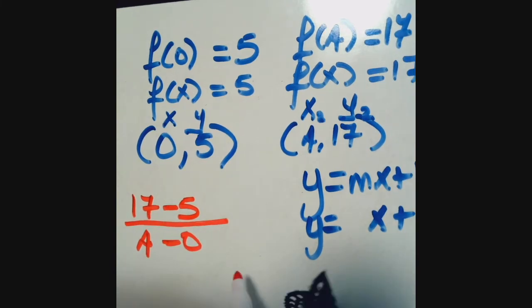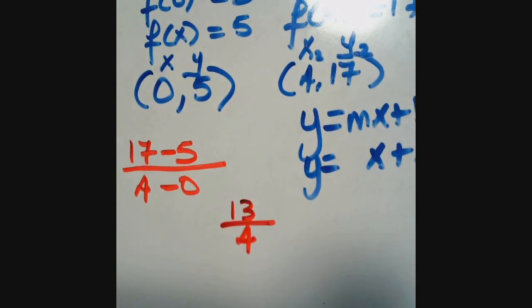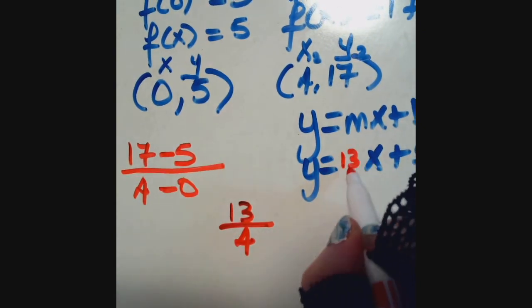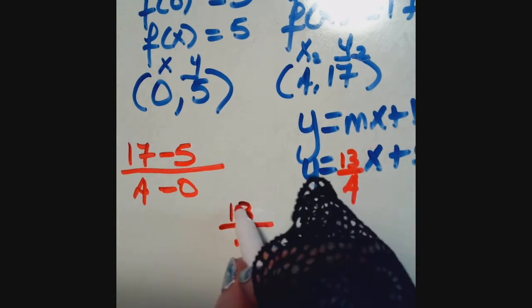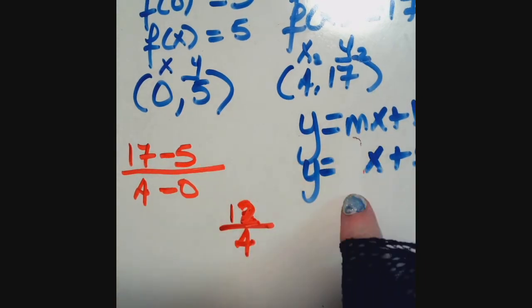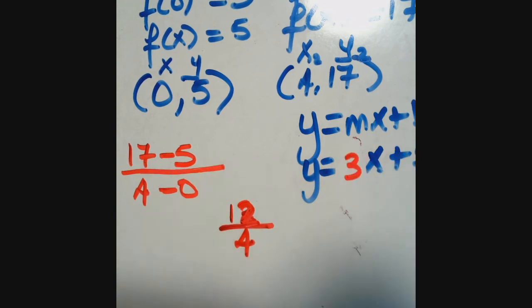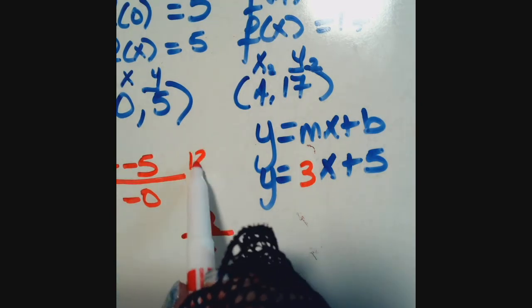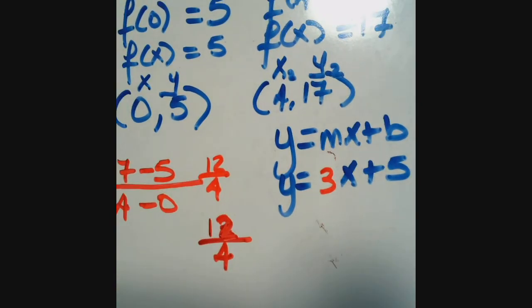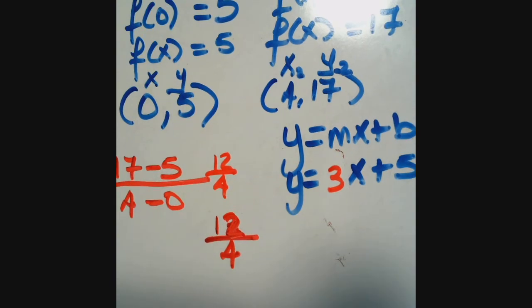is going to be what, 13? And then 13 over 4, and that is the slope. So we're going to go ahead and put that in. Sorry, it's 12 over 4. That was my fault. Actually, 12 over 4. And then 12 over 4 is going to reduce down to 3. So always reduce it. So 17 minus 5 is 12. And 12 over 4 reduces to 3. So there is the equation. y equals 3x plus 5.